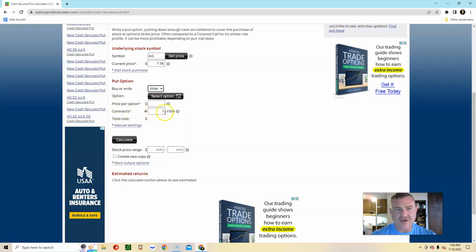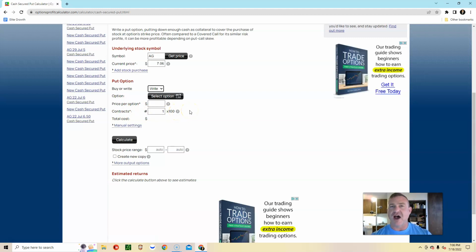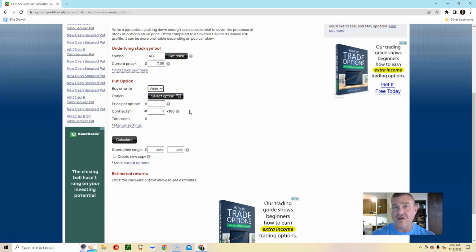Contracts. We're going to stick with one contract, but you notice this times 100? The reason why there's a times 100 is because when you're dealing with options on US stocks, you're dealing in increments of 100 shares of stock. So one contract is 100 shares. 2 contracts is 200 shares. However many contracts, it's going to be that many times 100 shares. For this example, we're just going to stick with one, keep it real simple.